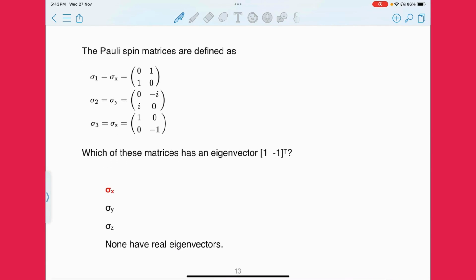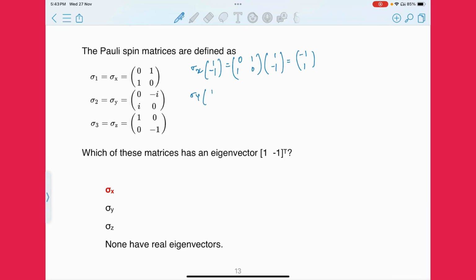The Pauli spin matrices are defined here. Which of the matrices has an eigenvector of (1, -1) transpose? Now let's check the matrices first. For sigma x, it will be (1, -1) giving (-1, 1).